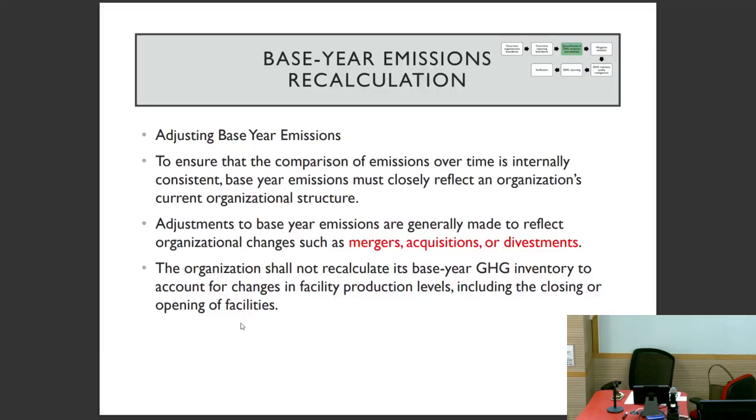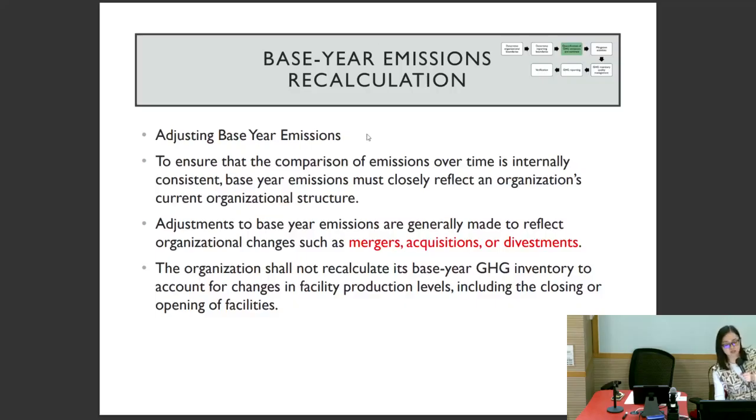Then it will lead to a reduction of emissions. So if they close a certain facility, and it is not about structural organizational change, then they should not adjust the base year emissions. You see what I mean? Just like a company that shuts down one of its manufacturing plants because that plant is not efficient. So they close down that manufacturing plant. Then it is not about organizational change, not about buying a company or selling a company to another organization, so they should not adjust the base year emissions.